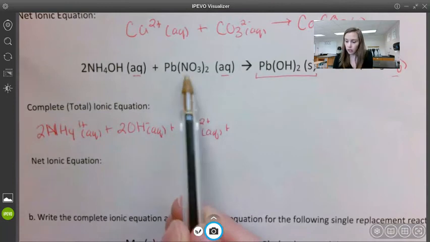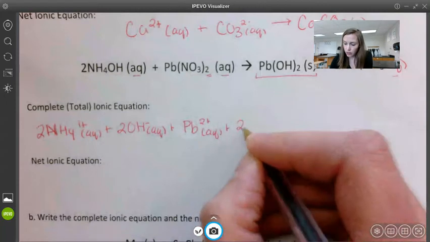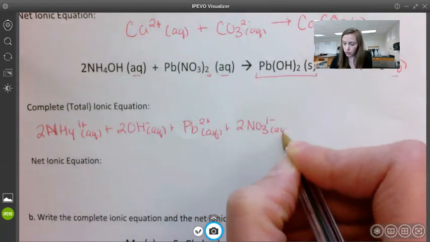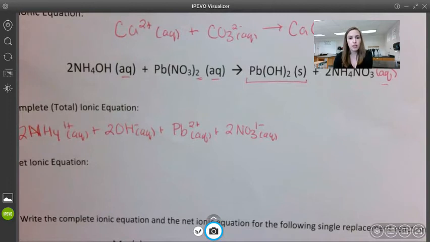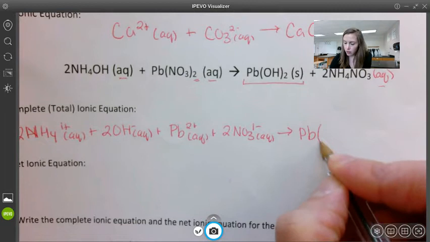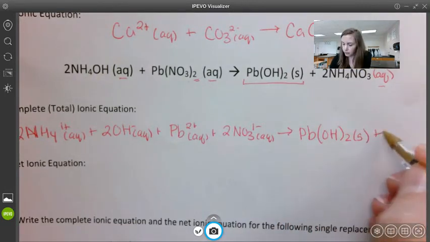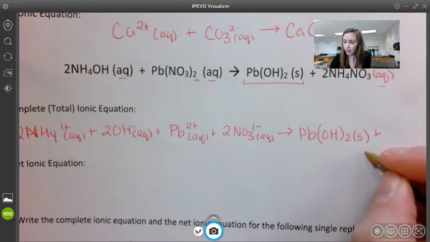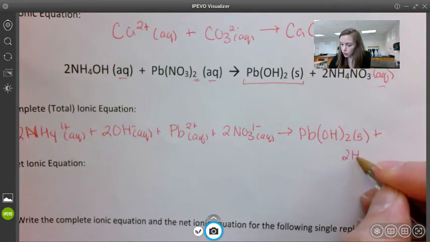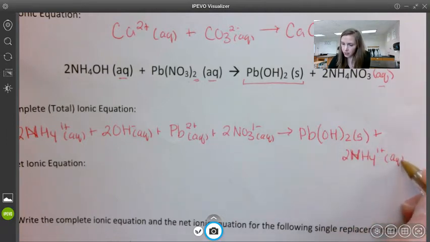And then just be careful here. NO3 is our polyatomic nitrate ion. I have 2 of them, so that 2 actually will, in this case, go out in front with its charge. Okay, that should be my complete reactant side. Over on the product side, again, keep that solid together. Do not break it apart, but I do need to break apart the other product, my ammonium nitrate, into 2 NH4 1+ ions and the 2 NO3 or nitrate ions.